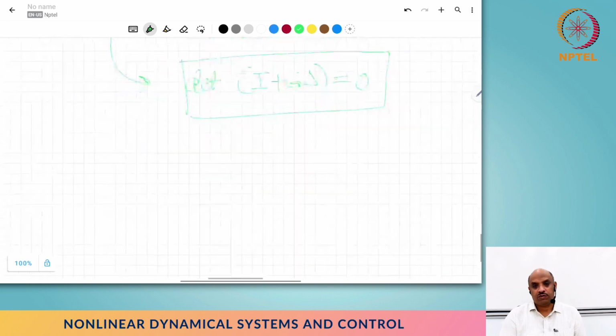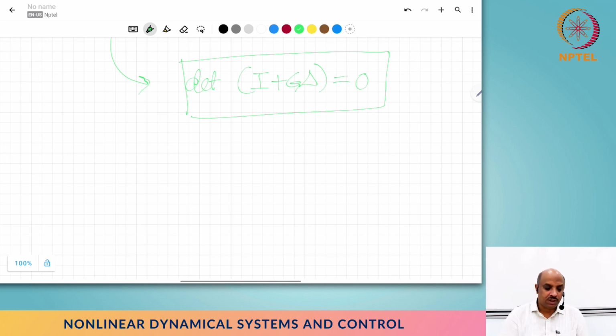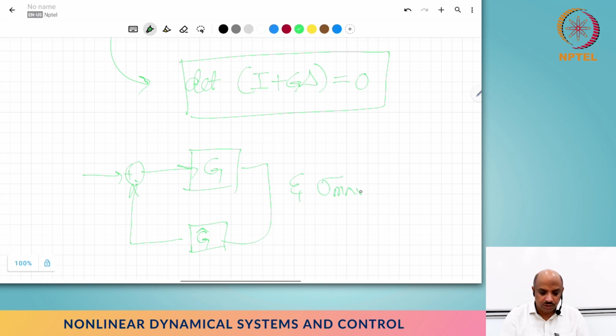But before that, there were many conditions in the literature that ensure stability of feedback systems. One of the standard results is: if you have some system like this, and somehow we can guarantee sigma max of G times sigma max of G hat is less than 1, then the negative feedback interconnection is stable.